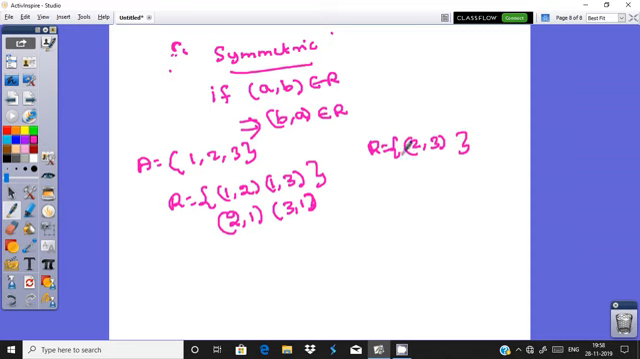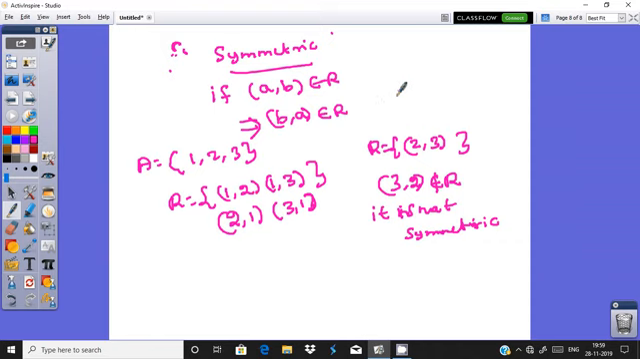Since the relation has 2, 3, but 3, 2 does not exist over here, 3, 2 does not belong to the relation. So it is not symmetric. So we can say that this is not symmetric.